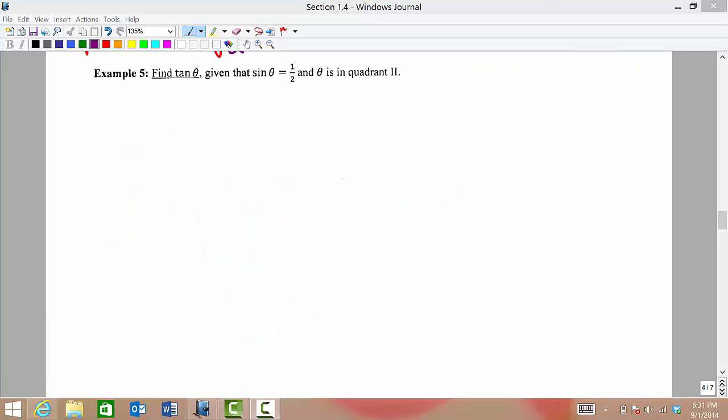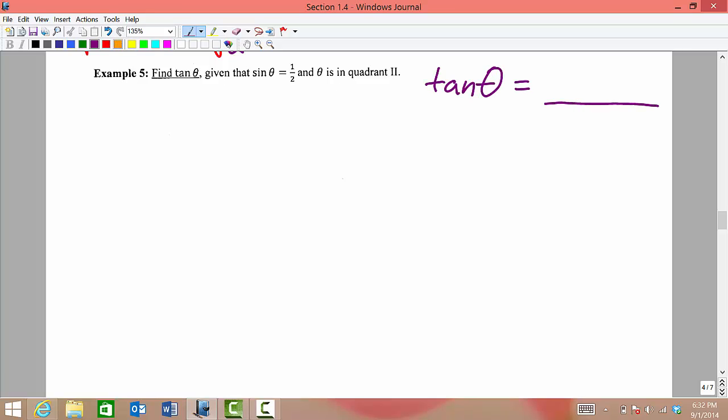In example 5, we are asked to find tangent theta given that sine theta is equal to a positive 1/2 and theta is in quadrant 2. So we want to find tangent theta, and we are told that theta, our angle, is in quadrant 2. If our angle is in quadrant 2, we know that sine is positive in quadrant 2, but tangent will be negative in quadrant 2. So let's go ahead and put our negative sign as part of our answer so we don't forget that part.